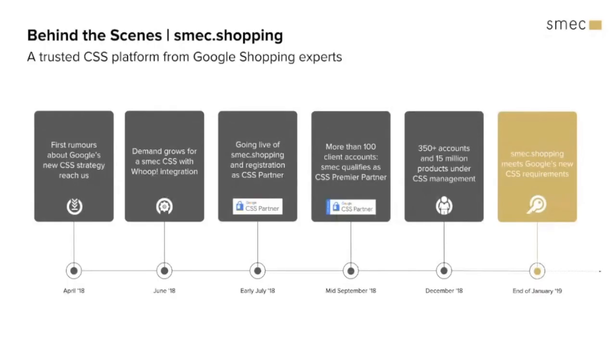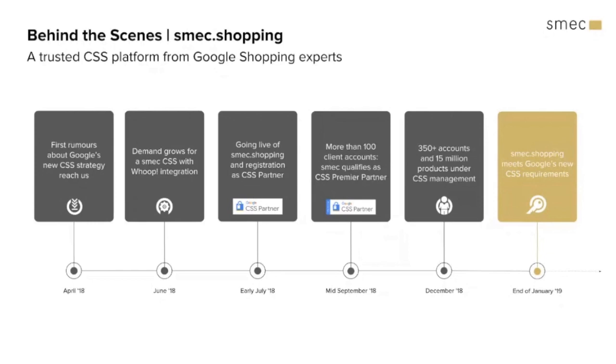The timeline for getting us to this point, which is where we are today at the end of January, is pretty clear. The slides will be available to you, but you can see just from a summary point of view that we are a CSS partner, and we're running at the moment about 350 accounts through CSS, and we have about 15 million products under CSS management just here at SMEC. We are one of the biggest providers in Europe. We're number 2 in Germany. And in the United Kingdom, where there is a vast CSS marketplace, we're in the top 10.